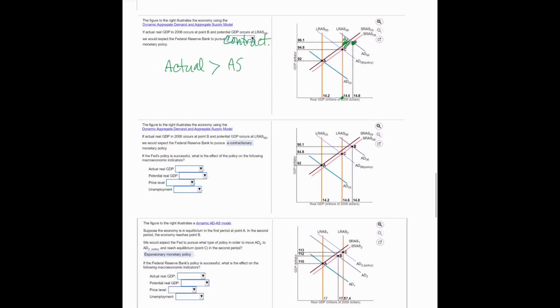So for the figure to the right, we're going back to the same question. Now that we said that's going to be contractionary policy, if the Fed's policy is successful, what's going to be the effect on the following macroeconomic indicators? What's going to happen to actual GDP? It's going to decrease. Potential real GDP stays the same, no change. The price level will fall, and the unemployment level will fall as well, assuming that inflationary pressure is managed.